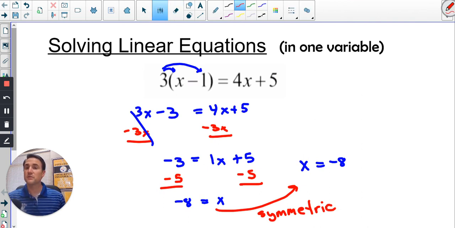There's other properties. We talked about the distributive property up at the top. We've got the symmetric property down here at the bottom. You also have something called the transitive property and the reflexive property. If you're curious, you might want to look those up.